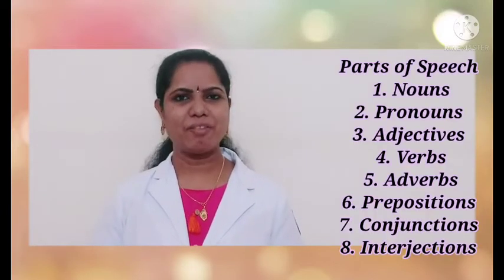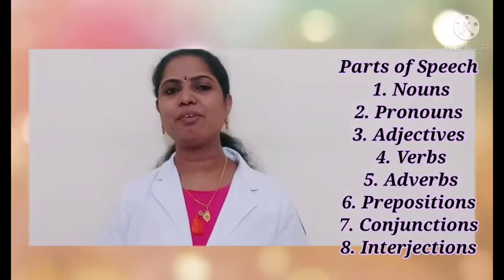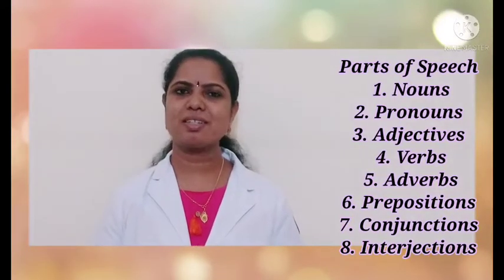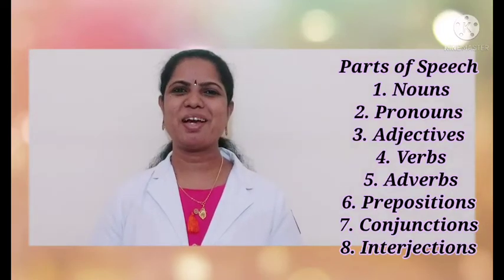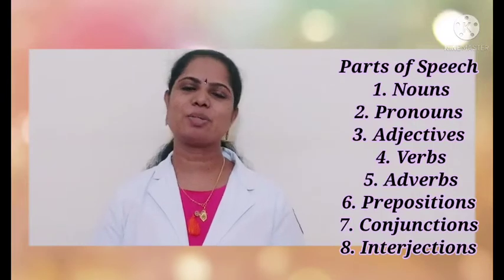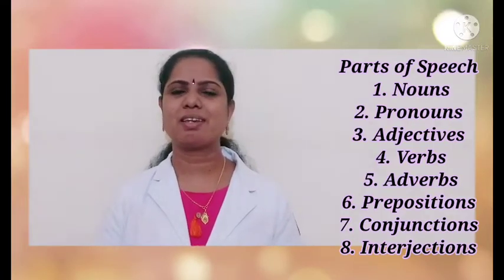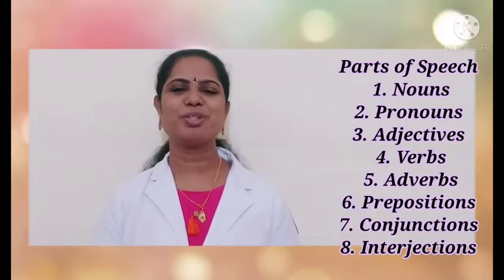So conjunctions are one of the 8 parts of speech. Which are the 8 parts of speech, children? We have nouns, pronouns, adjectives, verbs, adverbs, prepositions, conjunctions and interjections. So conjunction is just one among them. It is a part of speech. Parts of speech means every word in a sentence has a function to perform.